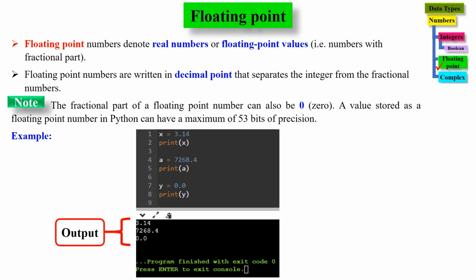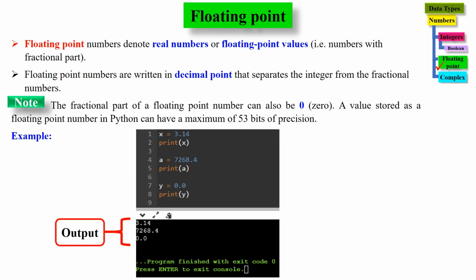In example 1, a variable named x is created and assigned the value 3.14. This means that the floating point number 3.14 is stored in the variable x. The print function is used to display the value of the variable x on the console. In this case, it will print the value 3.14 as output.